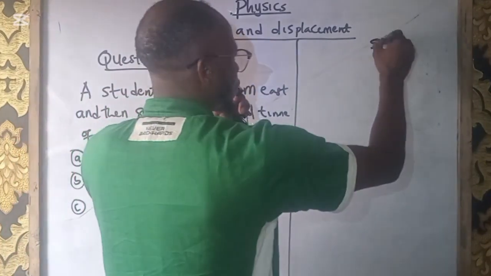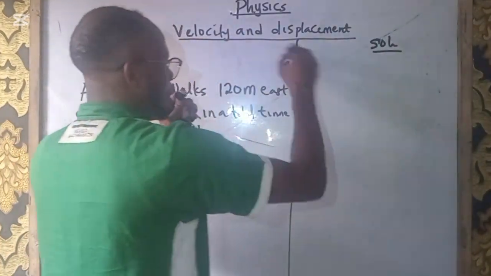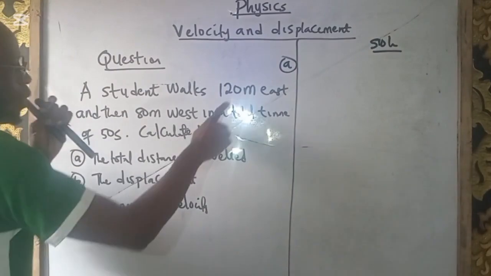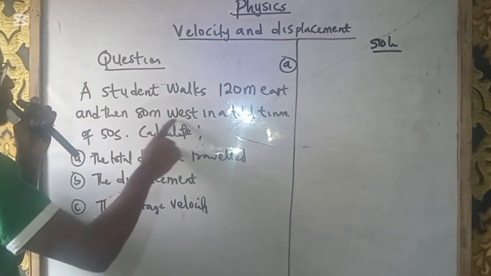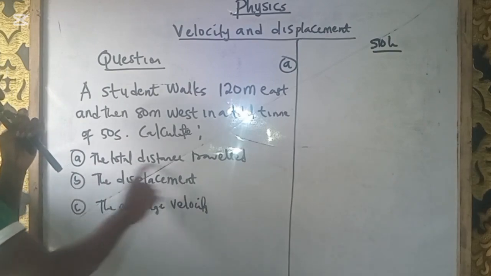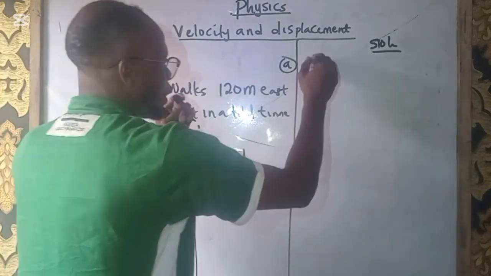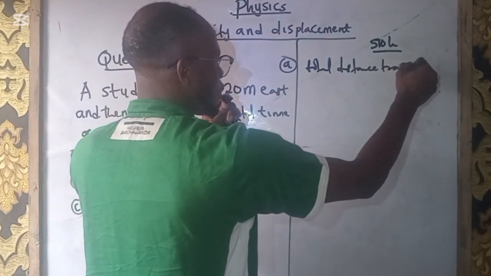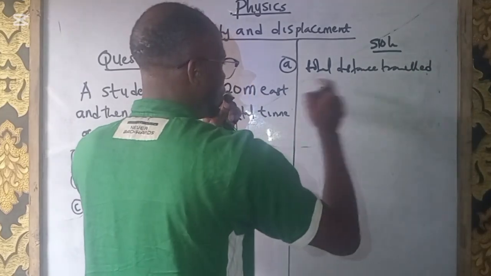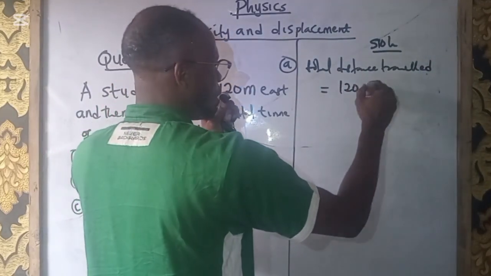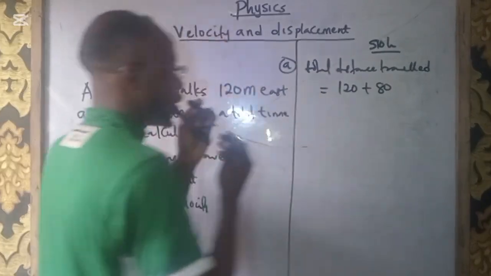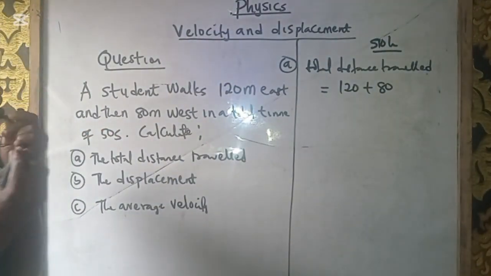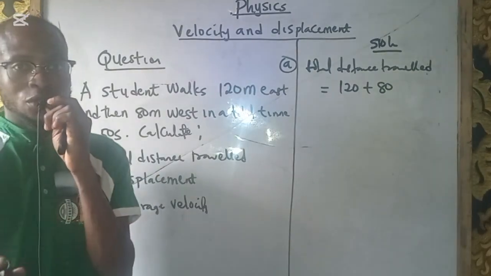All right. Solution. Now, 120 meters east and then 80 meters west. What are we looking for? The total distance traveled. Now, total distance traveled will be, just add them together, 120 plus 80. Add the two together irrespective of the direction, okay? Because distance does not deal with direction, it's a scalar quantity.